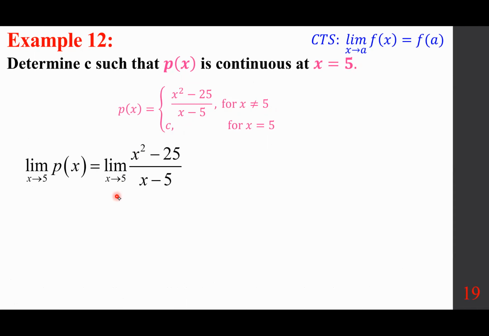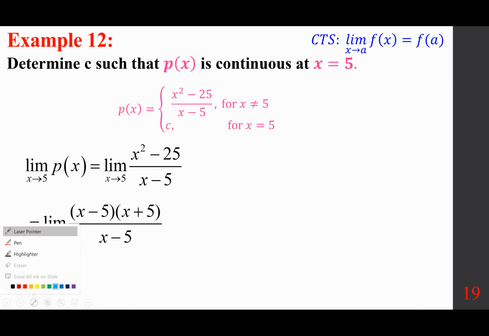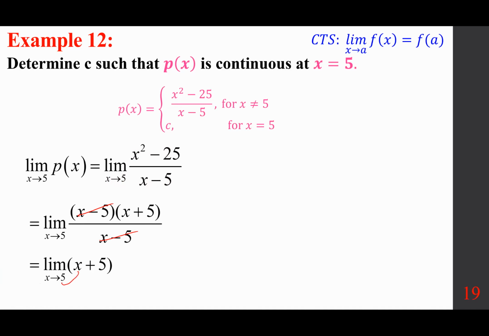So the technique is factoring, and obviously you see the factor of x minus 5 is already down here, and the top is a squared minus b squared. So it's x minus 5 times x plus 5. So we can drop a common factor of x minus 5. And when we plug in, we get 10.